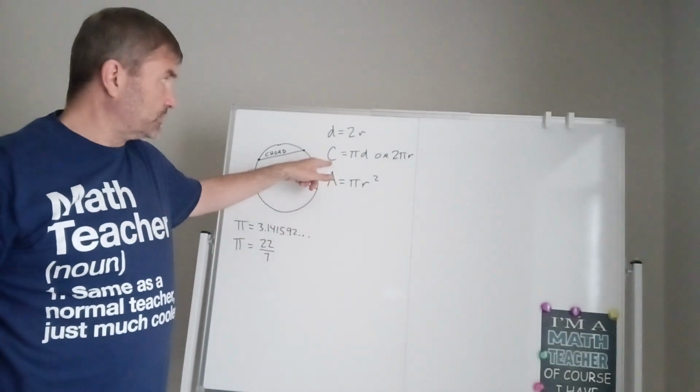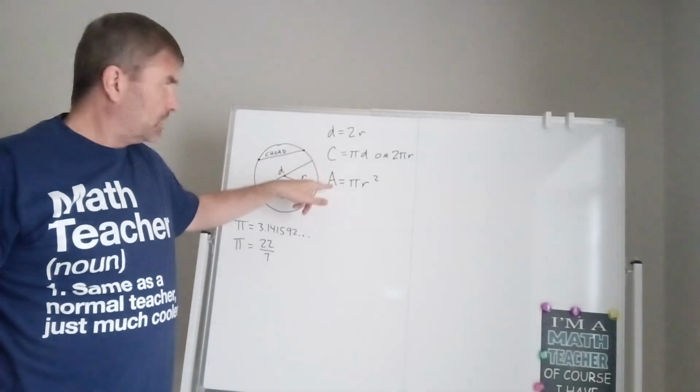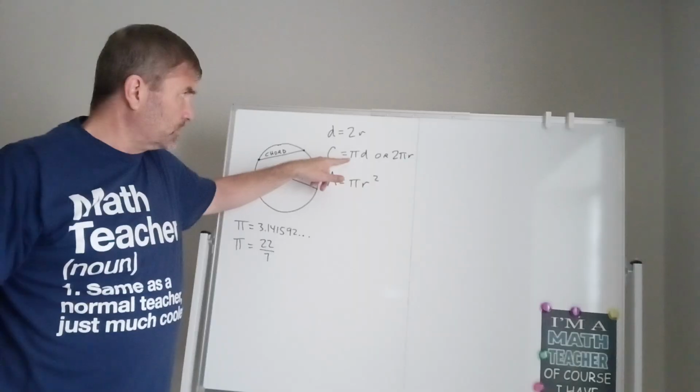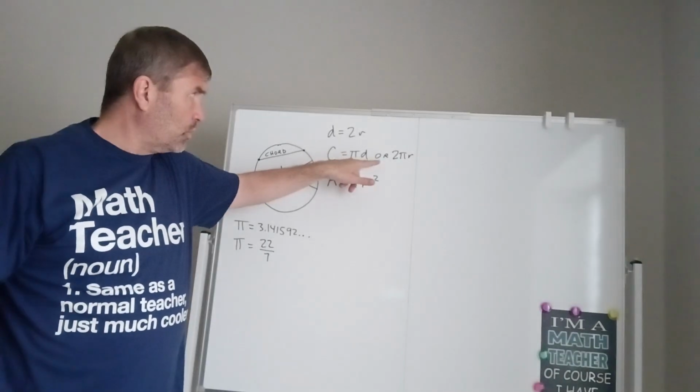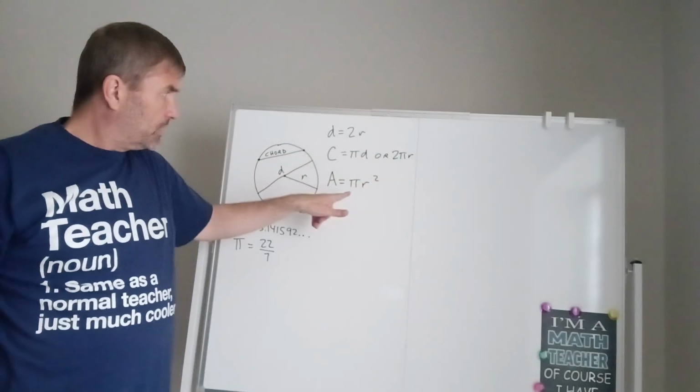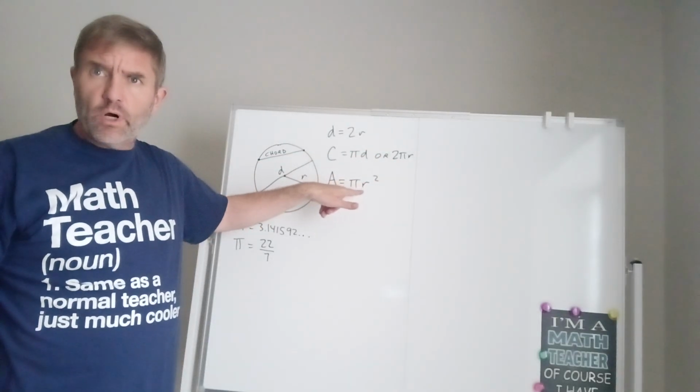So the circumference is denoted by a capital C. Then the area of your circle is denoted by a capital A. You'll notice that you have pi d or 2 pi r. So there's actually two equations for your circumference. We notice that for area, though, we only do one: pi r squared.